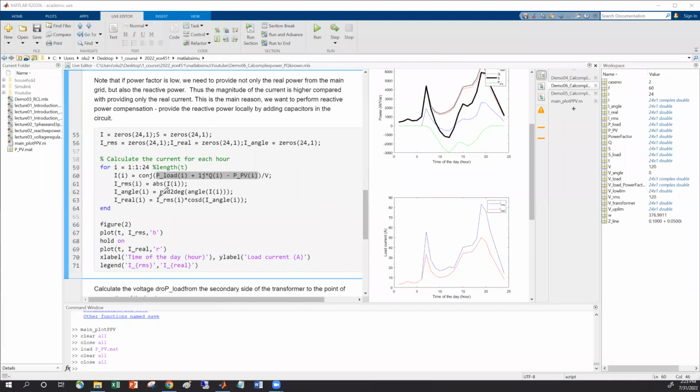So now I can compute the current. You can see this is the magnitude of the current, and then this red one is the real part of the current. Okay.